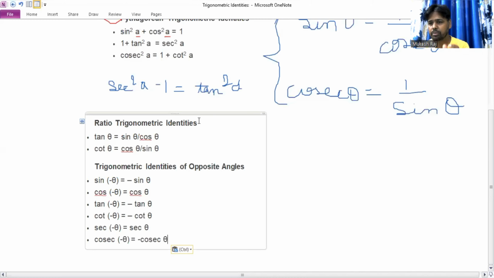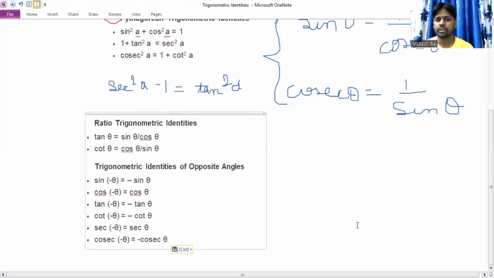The ratio of the trigonometric ratios gives you the trigonometric identity. That is, tan theta can be written as the ratio of sine theta and cos theta. Since we know tan theta is written as 1 upon cot theta, similarly cot theta can be written as 1 upon tan theta. So we are taking the reciprocal of the tan value, that is cos theta upon sine theta, and that is why it is known as ratio of trigonometric identities.